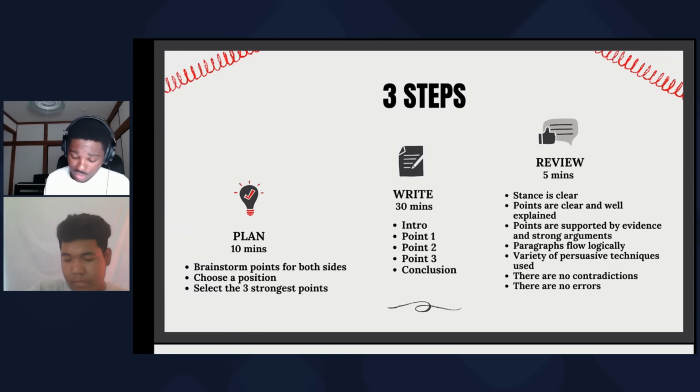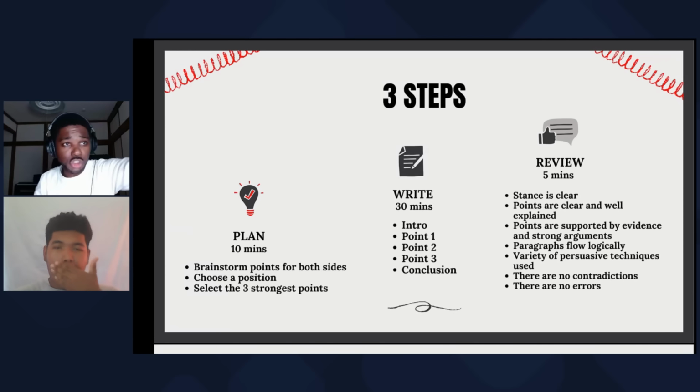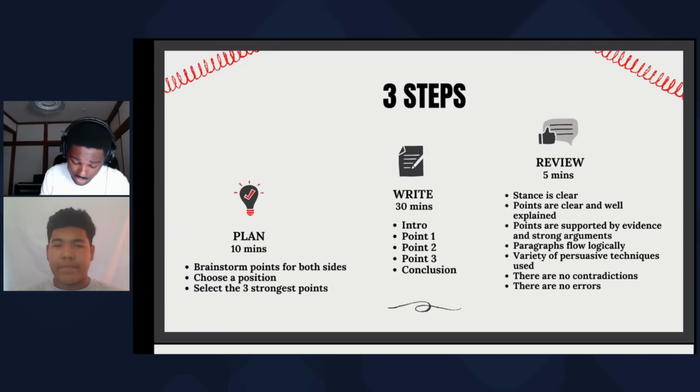Yeah, about 10 minutes. After you plan, clearly you're going to start writing. This takes about 30 minutes. When you're writing, you're looking at the 5-paragraph structure. This is what I always recommend. You start with your intro, then you have your 3 body paragraphs where you have those 3 points that you would have selected. Then you top it off nicely with your conclusion.